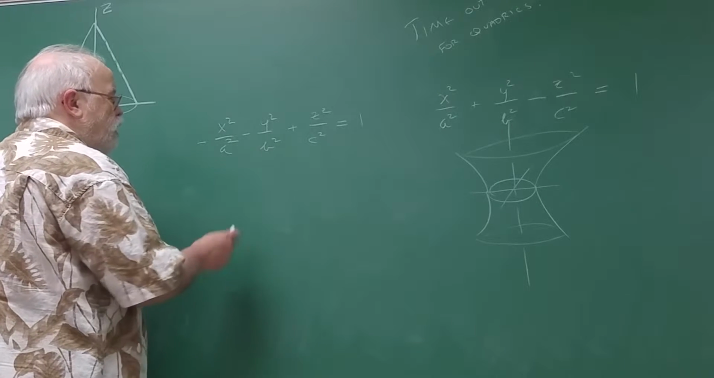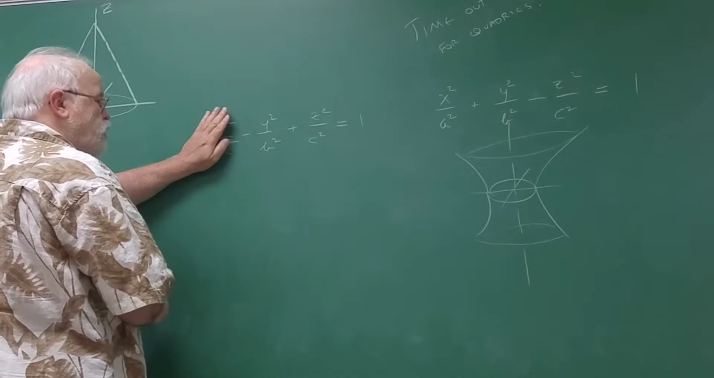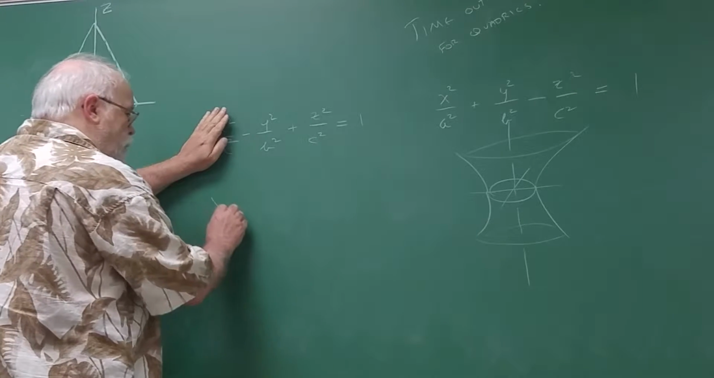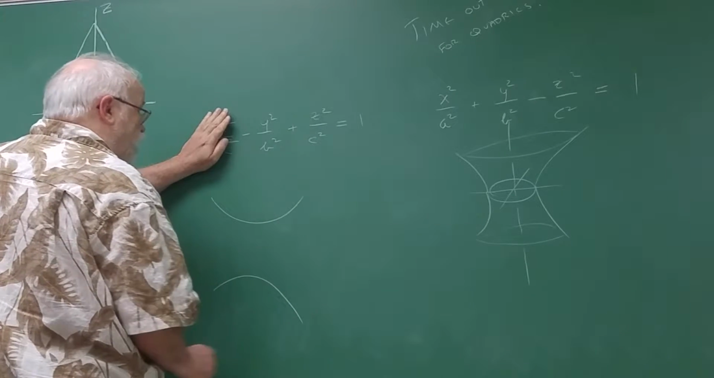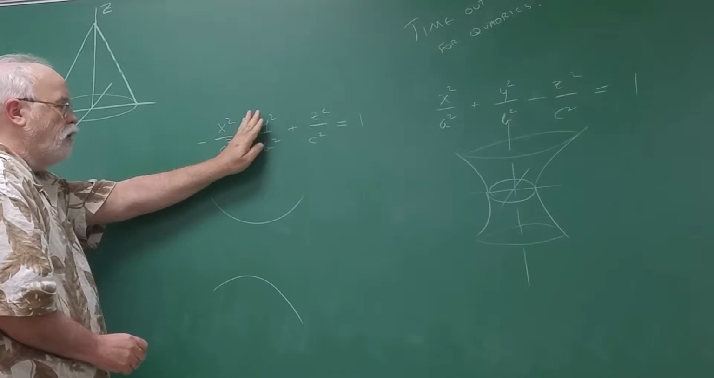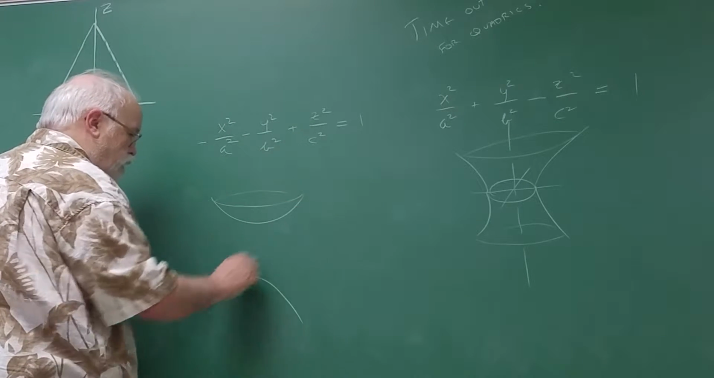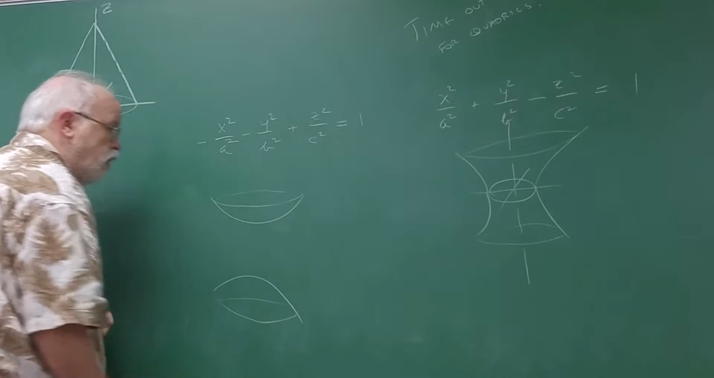And what we have here, the yz trace is a hyperbola opening along z. And the xz trace is a hyperbola opening along z. And so basically we've got this kind of little deal going on here. Okay?